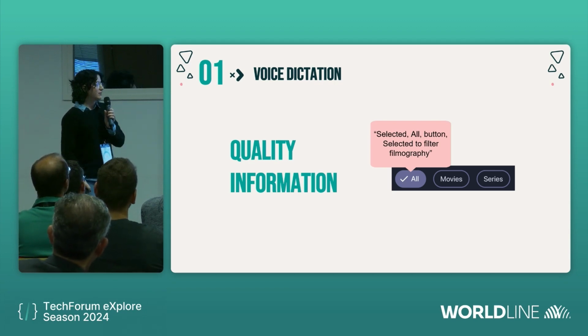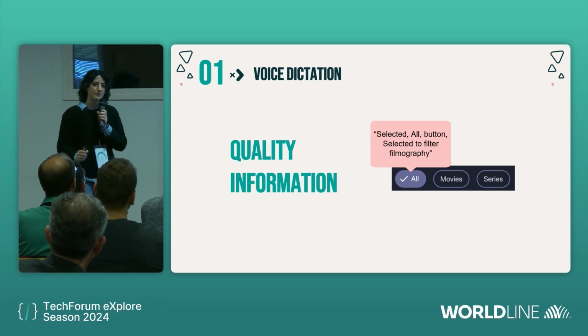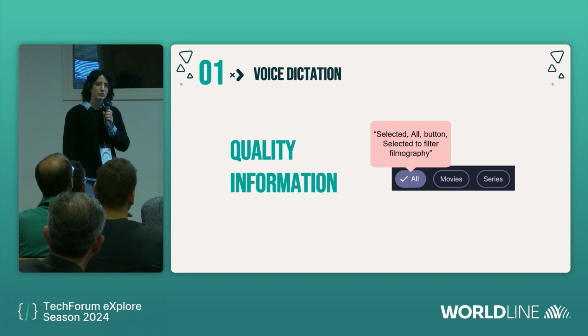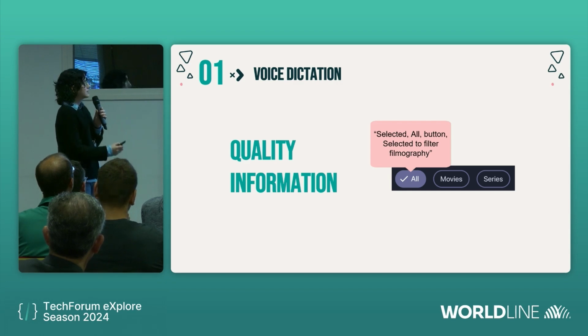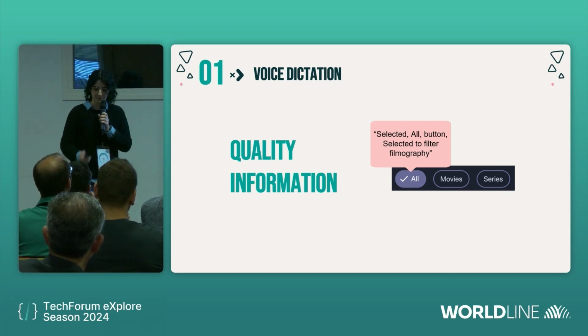We have 4 elements. We have the label, which is selected. We have the value, which is all in this example. We have the trait, in this case a button. And then we have the hint to guide the user, selected to filter filmography.